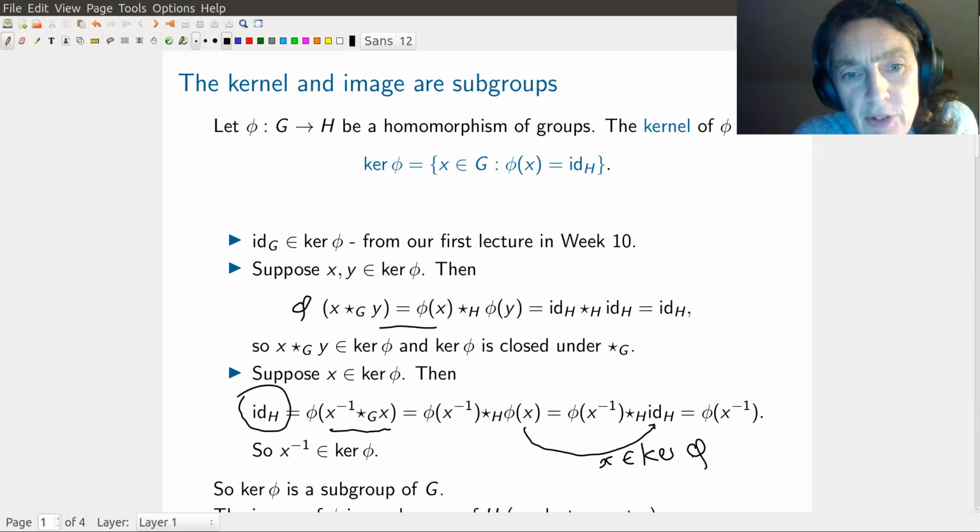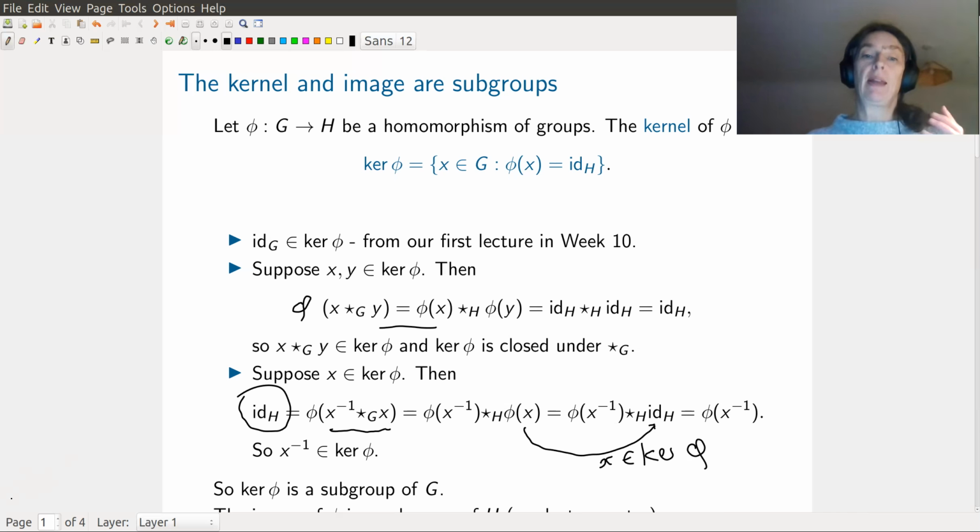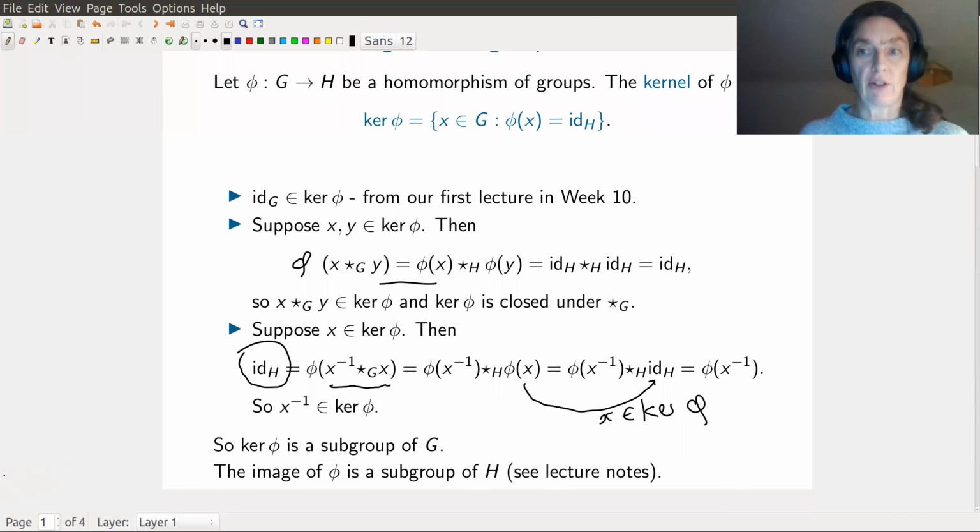And that means that the image under phi of x inverse star x is just the image of the identity, so it's the image of x inverse, and that tells us that phi of x inverse is the image of the identity element of G, so it is the identity element in H, which is exactly what it means to say that x inverse is in the kernel of phi. So the conclusion there is that the kernel of phi, if phi is a group homomorphism, is a subgroup of G, not just a subset.